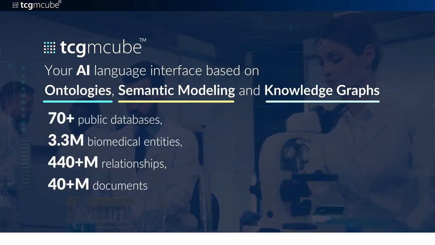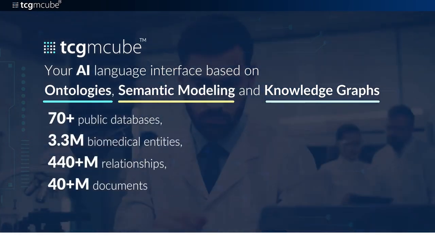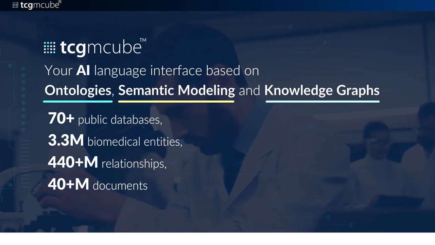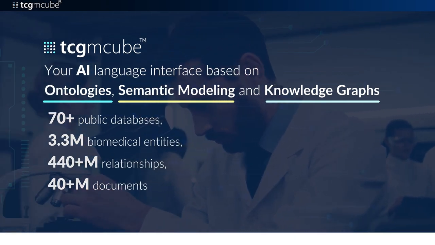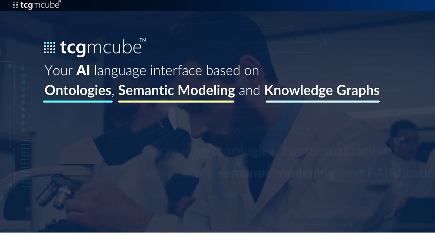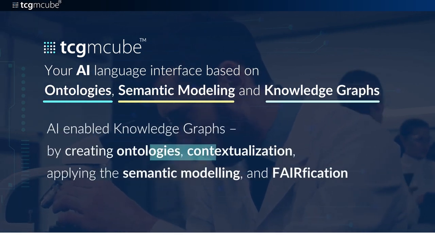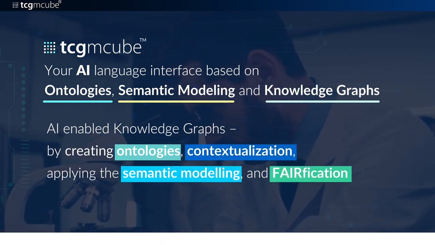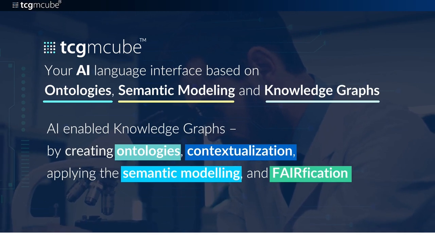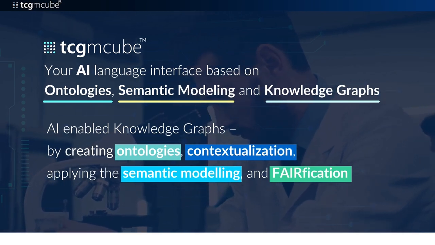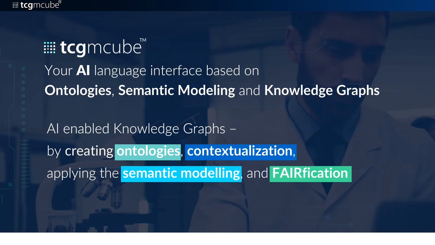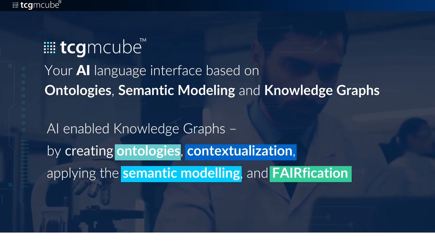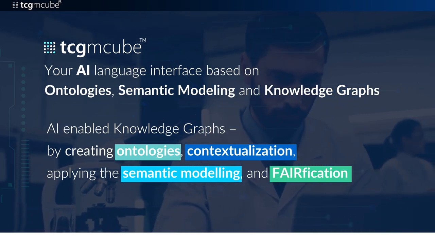Over 3.3 million biomedical entities, 440 million relations, and 40 million documents have been mined and curated. Not only that, but global knowledge graphs have also been created using AI by creating the ontologies, contextualization, applying the semantic modeling, and FAIRification. And that's why when tcgmcube's local LLM was used, it applied the knowledge graph and the semantic search and returned all the necessary information as the query result versus ChatGPT.